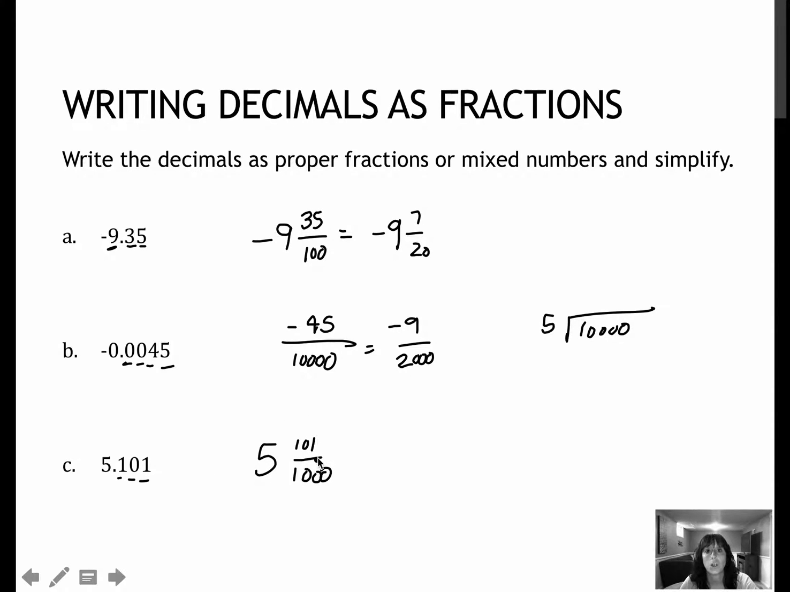If you're not sure, you can say, well, it doesn't use the rule for 2. Remember, the rule for 2 was that it was even. The rule for 3 was that the digits added up to a multiple of 3, etc. So remember those division rules that we learned previously.